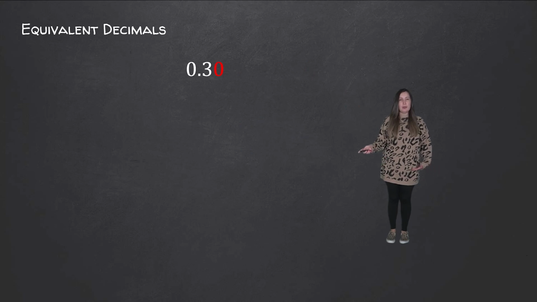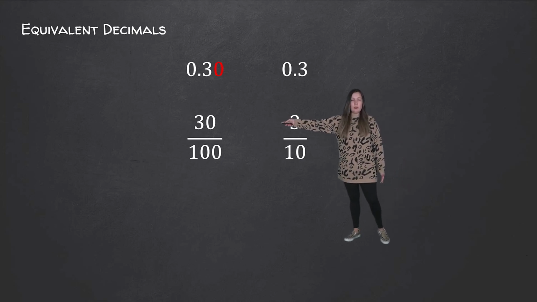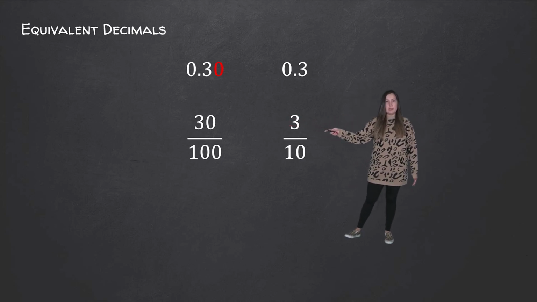So let's go backwards. What happens if we start with 30 hundredths and we drop the 0? Would it still be equivalent? So we know that 30 hundredths is 30 out of 100. We know that 3/10 is 3 out of 10. Now let's see if we could go from 30 over 100 to 3/10.